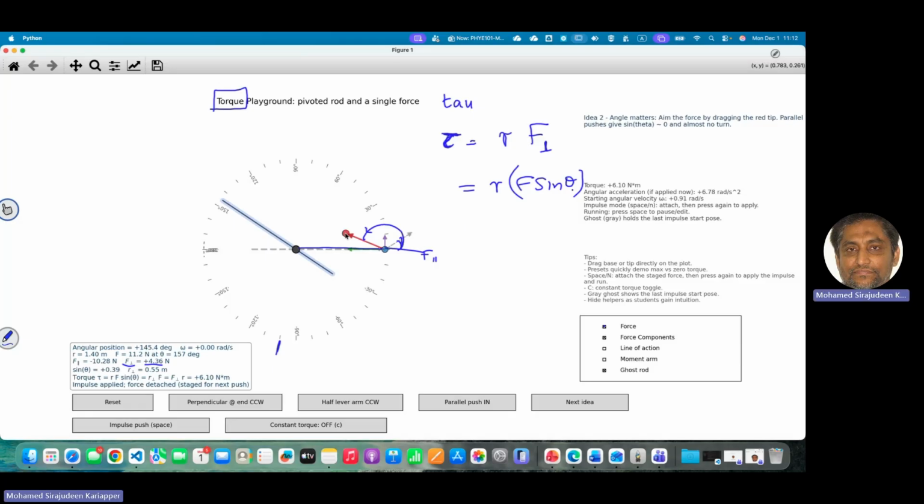So, right. The torque is equal to R, the distance to the application of the force, multiplied by the perpendicular component of the force. Now, another thing I need to tell you, that torque is a vector. It has direction as well.